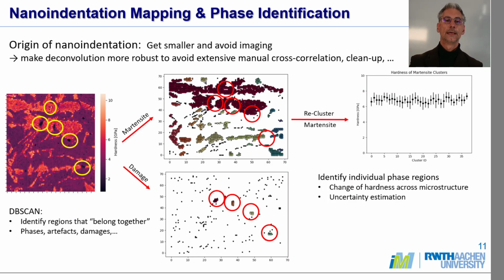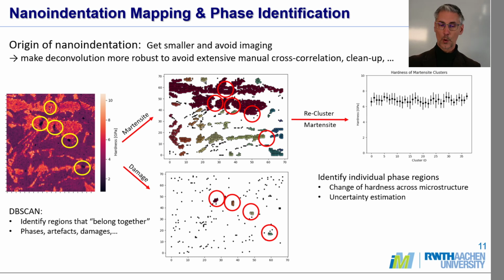However, the origin of nano-indentation in itself was that we want to get smaller and smaller, and we don't want to take all the images again and again and really need to clean up our data manually. So one approach we could take is to make the deconvolution more robust, to avoid this extensive manual cross-correlation between different kinds of effects and the cleanup and so on, of course to some extent. And one way of doing that is to use a different clustering algorithm, like for example DBSCAN, that is able to first of all identify regions that belong together, so phases, artifacts, damage types, and so on. And also the clusters themselves don't have to be spherical.